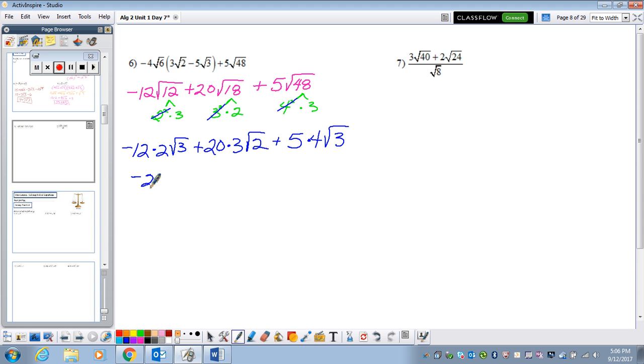I have negative 24 square roots of 3 plus 60 square roots of 2 plus 20 square roots of 3. Do I have any like terms to combine? Well, I can't combine square roots of 3 with square roots of 2, but I can combine square roots of 3 with square roots of 3. So since I have 20 of them and negative 24 of them, I have negative 4 square roots of 3 and the 60 square roots of 2. That's our final answer.